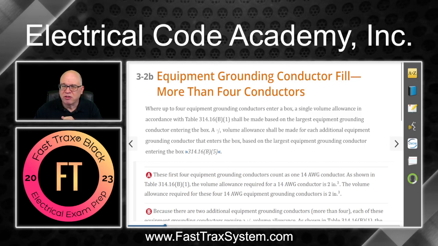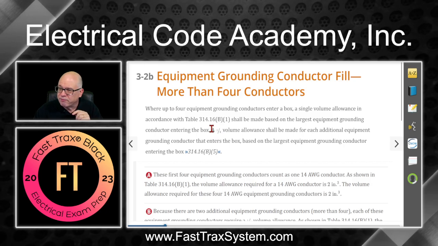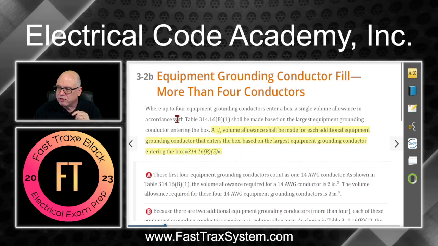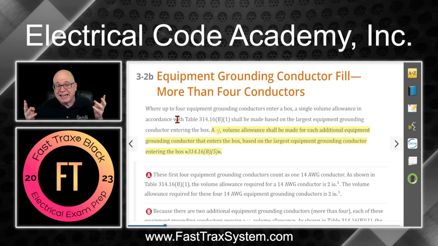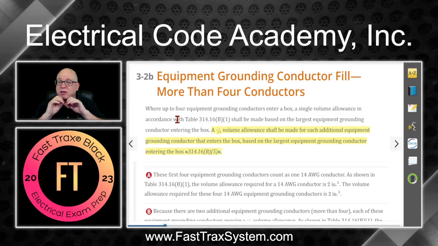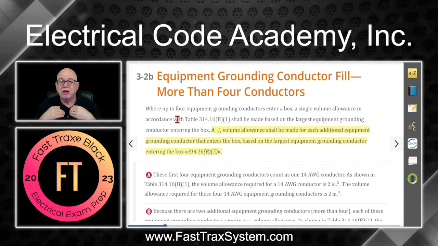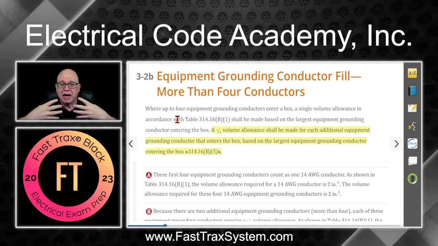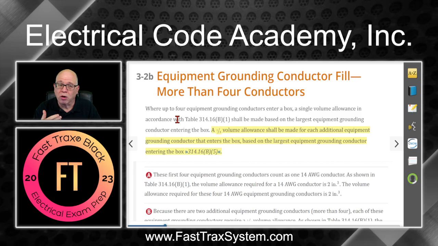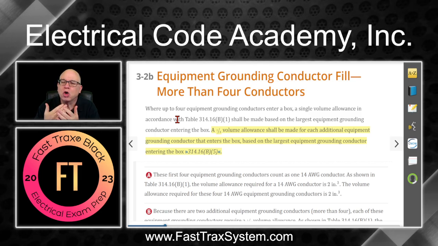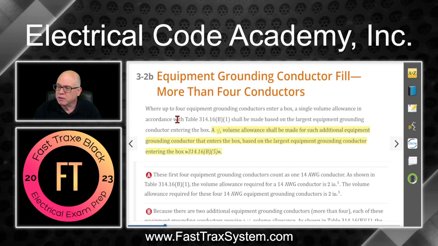So all of the information that you see up here at the top is exactly the same as it was in the previous video. We're going to be focusing on this part right here, which says that for each additional equipment grounding conductor that enters into the box, remember, we're not going to use the equipment bonding jumpers that originate from inside the box. We're only counting those that enter into the box, right? And so in that case, if we have more than 4, we have to get an additional quarter volume amount for each one of those additional equipment grounding conductors. Okay, so let's look at it.